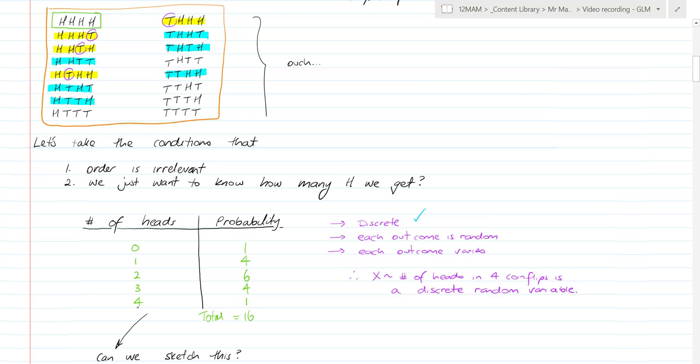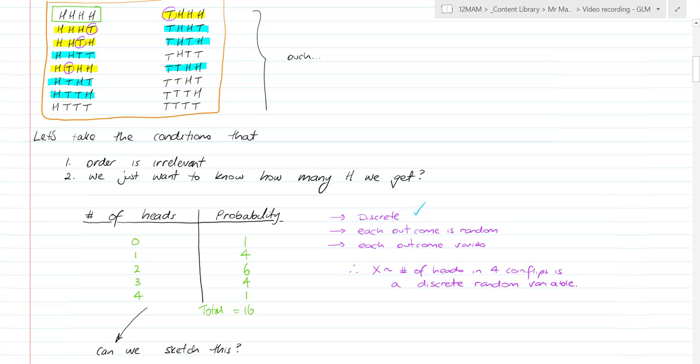I can't get 3.5 heads. We know that each outcome is random, so we don't know whether we're going to get a head or tail each time, and each outcome varies. We've seen that as well. So we say that x, the variable we're calling x, is modeled by, or is approximately equal to, that distribution. You'll see a hash used instead of number. So x is approximately the number of heads in 4 coin flips, and it's a discrete random variable.